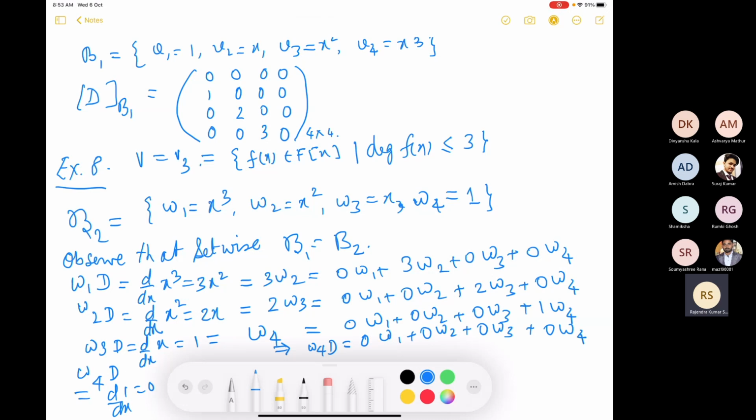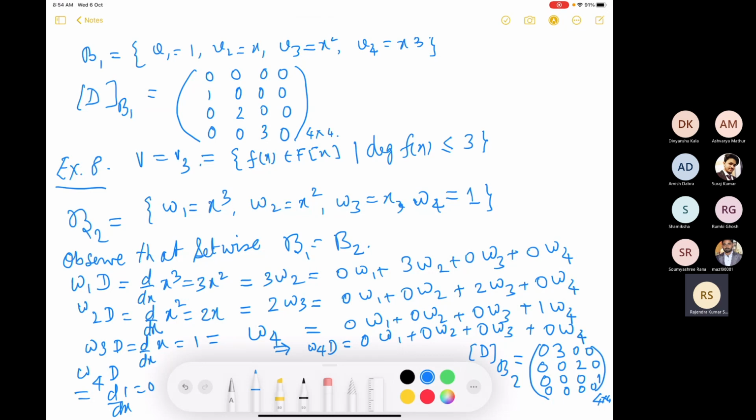So this gives me the matrix here. The matrix of D with respect to B2 is again 4 rows, 4 columns. Its first row is 0, 3, 0, 0. The second row is from here, so 0, 0, 2, 0. The third row will be 0, 0, 0, 1, and the bottom row, the fourth row, will be all entries 0. So this is 4 by 4. You can see once again that if you compare each element in these two matrices, they are not the same. You can take different bases this way and see what is happening here.